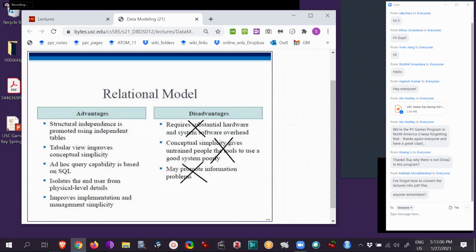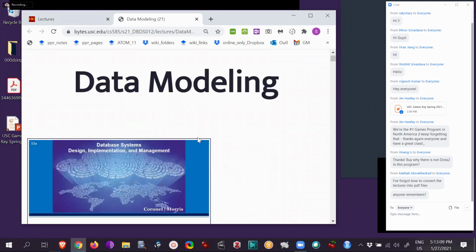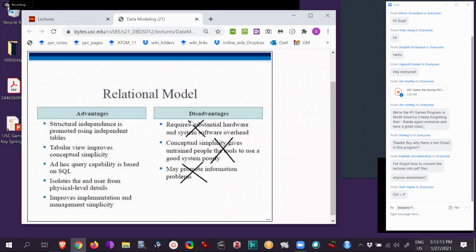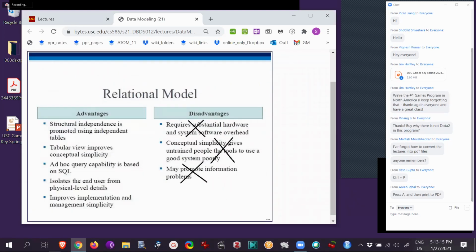So I'll leave the chat on the side, okay? Press A, okay? A is the all key. Press A and then just print it. You will get all the slides. A. Yeah, but do A first, exactly.